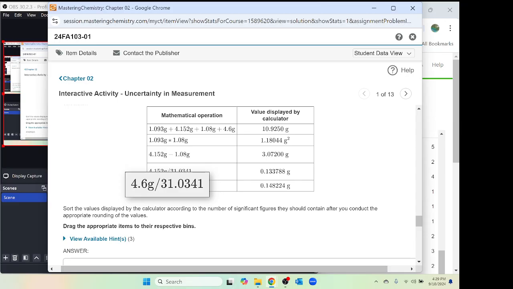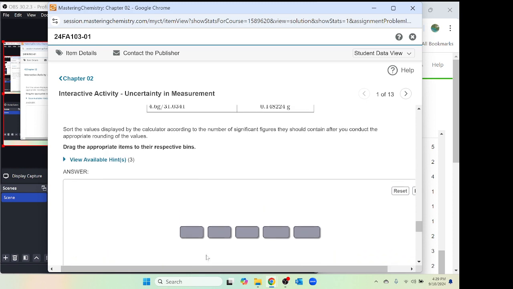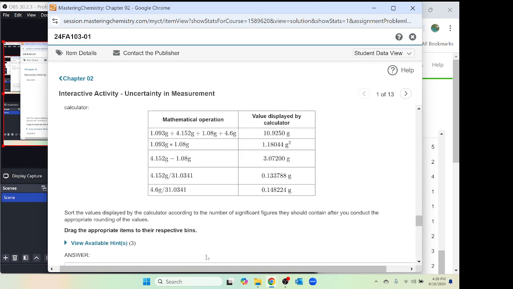This is another division again. This one has 2 sig figs, this one has more than 2 sig figs, and so we are 2 sig figs there. We come down here, drop it into the 2 sig figs basket. And that's the answer to that question.